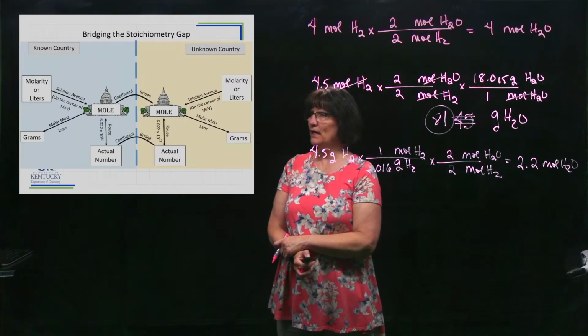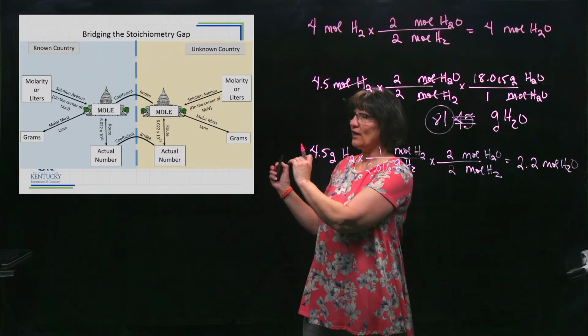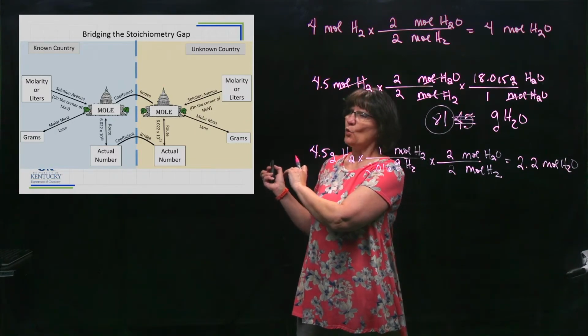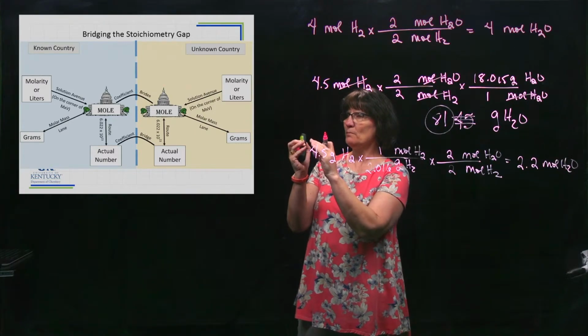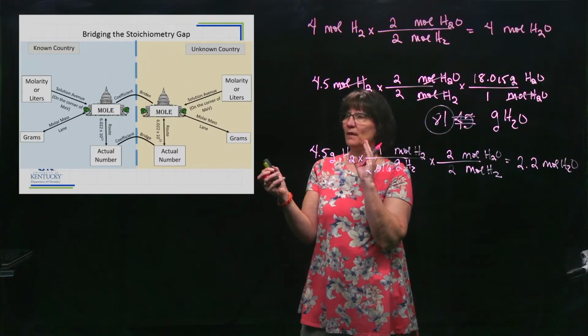So we've used our map and plotted out our journey and taken the steps that we needed to take. All right, look at it one more time. We start on the far left bottom where it says grams. We went to moles. We went over to moles of the water and we stopped because that's what was asked for.